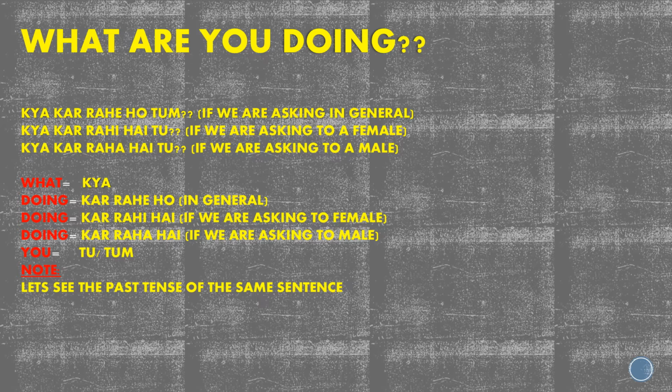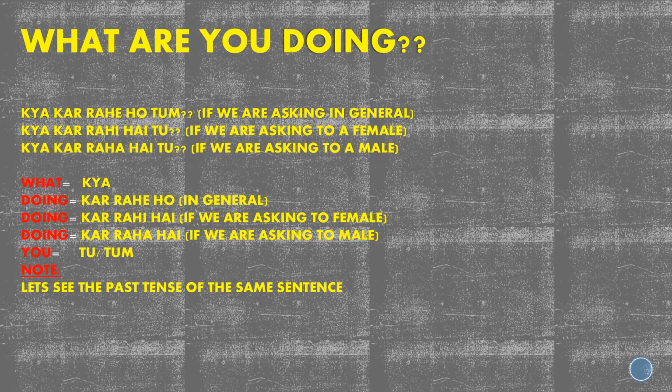I'll say it again, क्या means what, क्या कर रहे हो तुम. All good? तुम, तू and आप all signify the word you. Simple. So, what are you doing? In general, क्या कर रहे हो तुम, regardless of male and female.